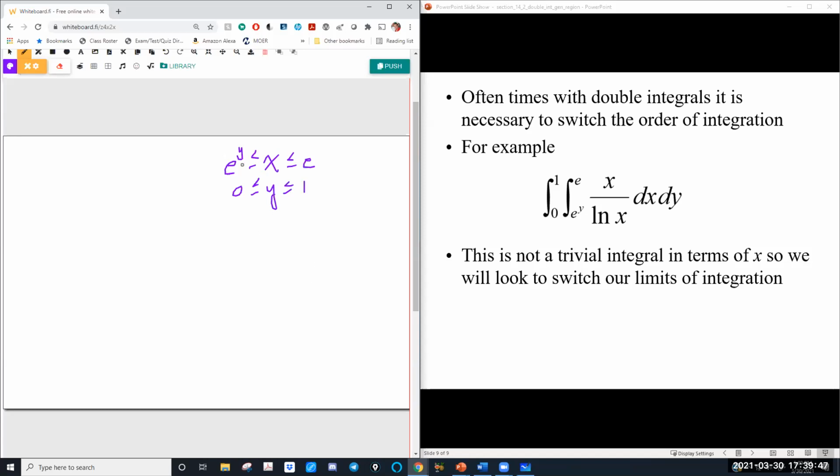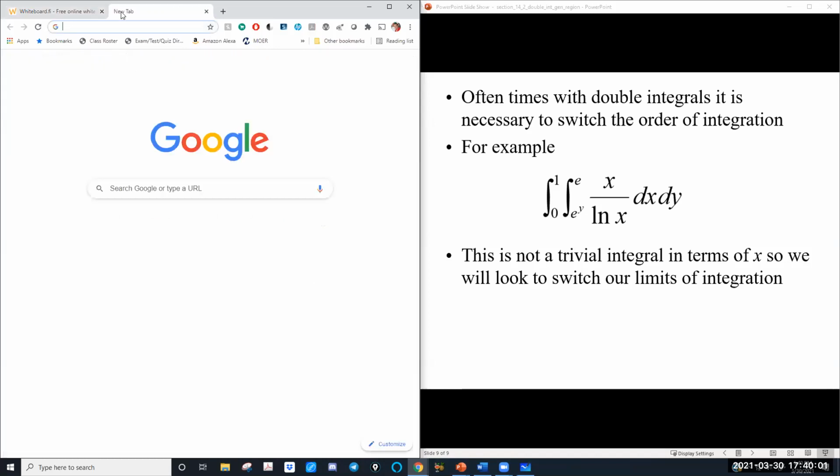Now, it may not be real obvious what the graph of x equals e to the y looks like. If you're not sure, use something to help you out. This is something we can do in Wolfram.